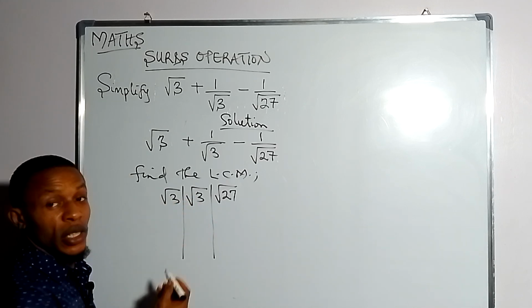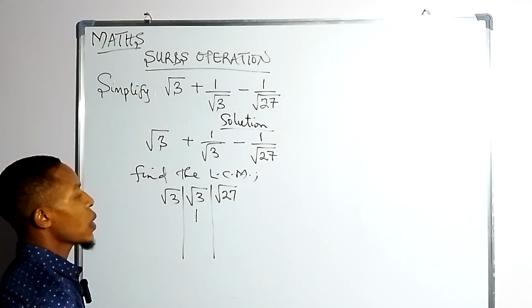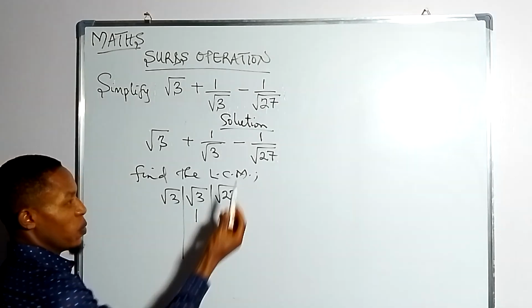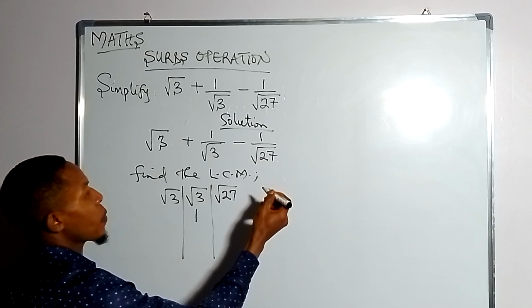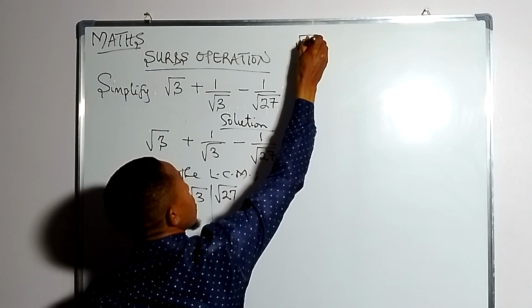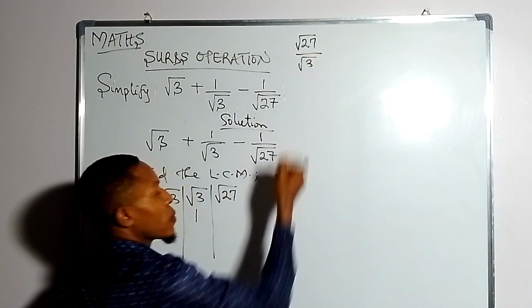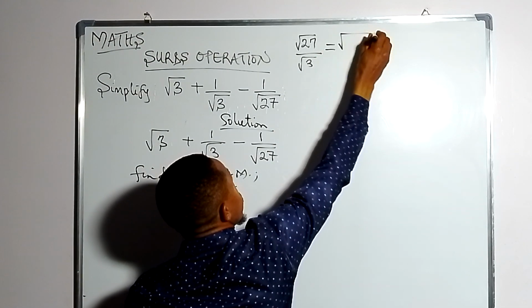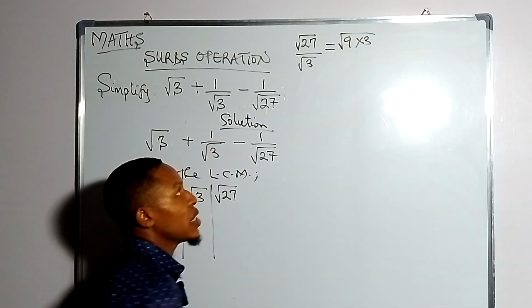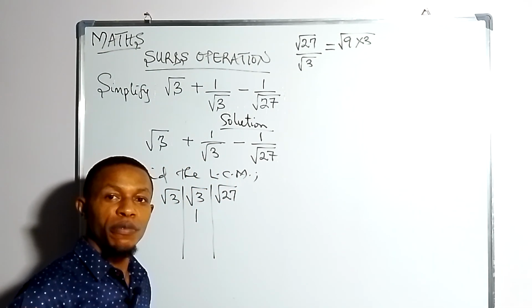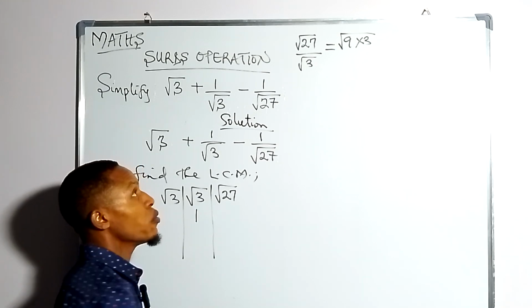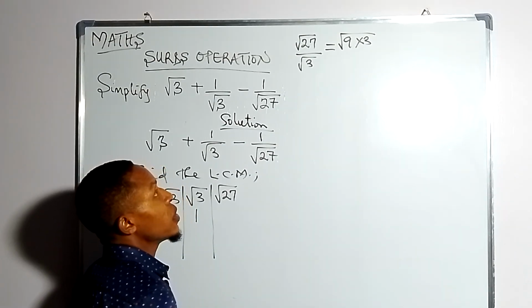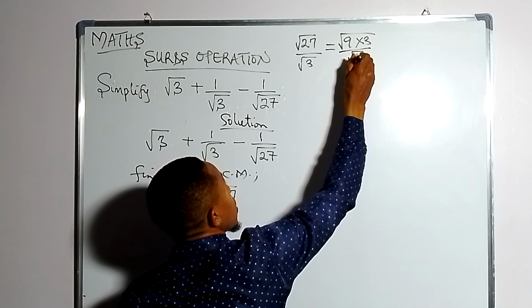Root 3 divided by root 3 will give us 1. So root 27 divided by root 3, what are we going to get? Let's test it out. We're looking at root 27 divided by root 3. Root 27 is the same thing as root 9 times 3. What we did here is that we found two numbers that multiply to give 27 in such a way that one of those two numbers is a perfect square. So 9 is a perfect square, all over root 3.